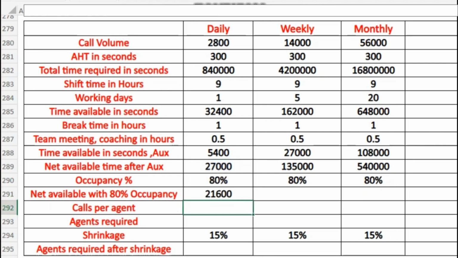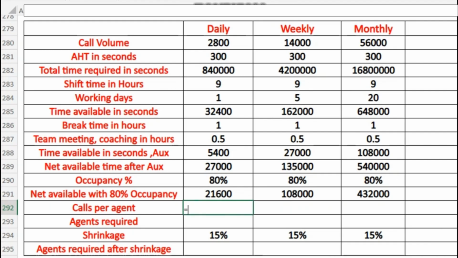So this would be the net available time with 80% of occupancy, 21,600. And now we can see that for weekly and monthly basis also. After that, I need to find out the calls per agent. How many calls one agent can handle on a daily, weekly, and monthly basis.